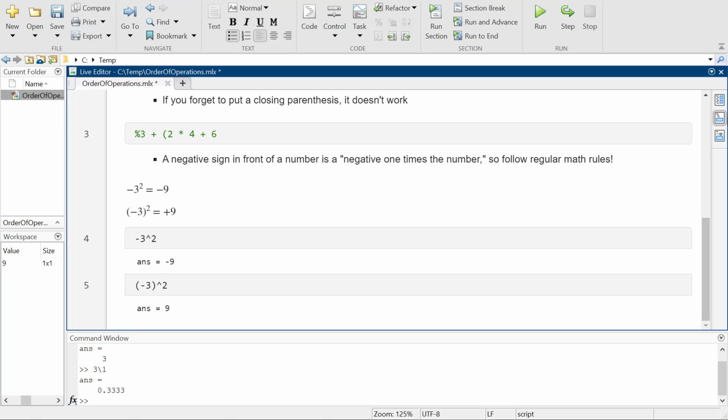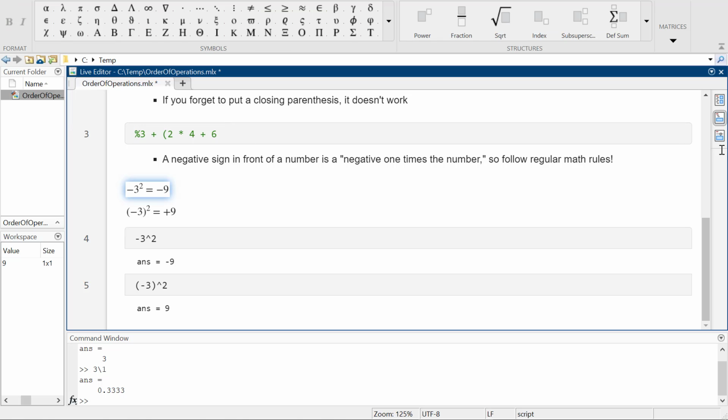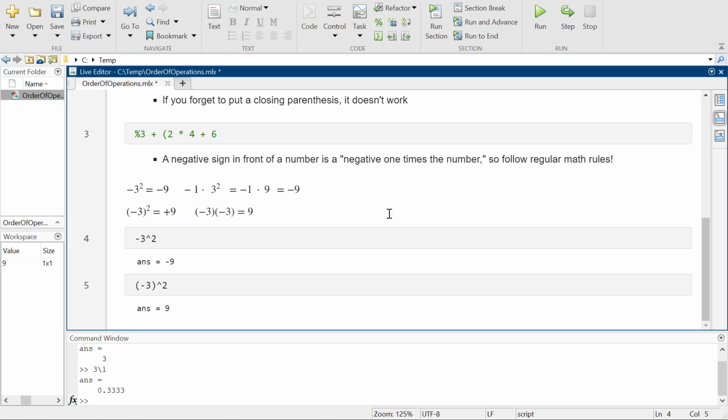There we go. So again, really what it's doing here is negative 1 times, I've got a kitty helping me now, negative 1 times 3 squared. So it's doing negative 1 times 9, which is negative 9, okay? As opposed to this one here, which is doing negative 3 times negative 3, which is positive 9. Make sense?